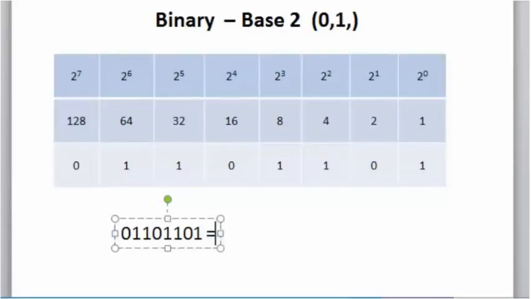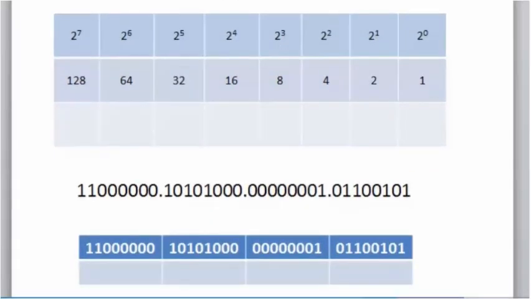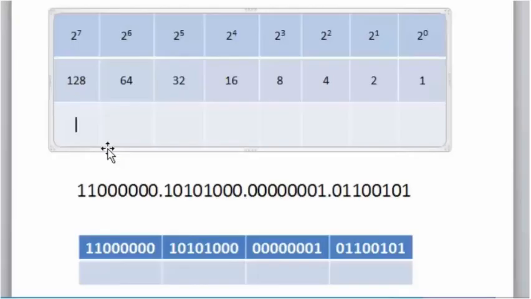Now let's look at a full IP address in binary. I'll go to my next slide. And you can see in this next slide, I now have a 32-bit IP address, 4 octets, or 32 bits total. If I want to convert this binary IP address to decimal, all I need to do is count up each individual octet. Let's start with the first one right here. We can see that 1, 1, 0, 0, 0, 0, 0, 0, 128 plus 64 is 192.